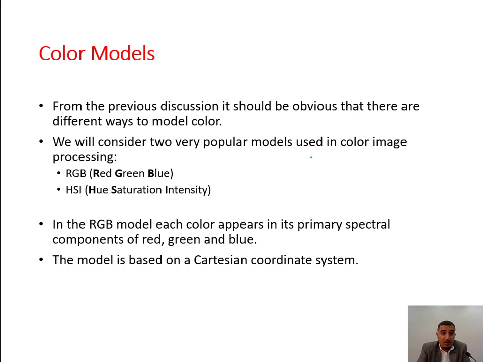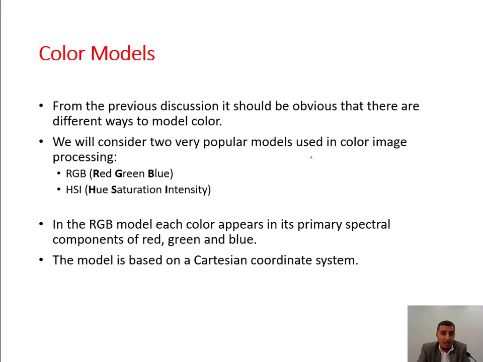Now, in terms of color models, from the previous discussion, it should be obvious that there are different ways to model color. We have considered two very popular models used in color processing. We have the RGB and the HSI. RGB is red, green, and blue. The HSI is hue, saturation, and intensity.